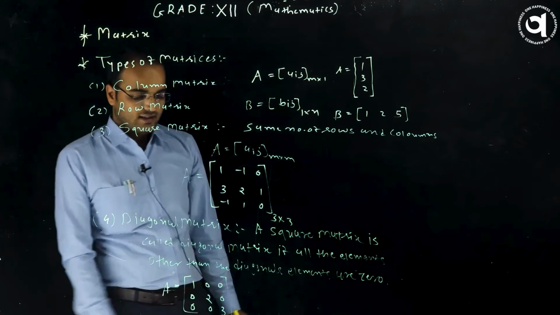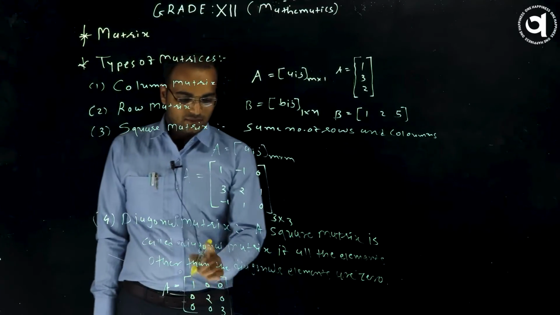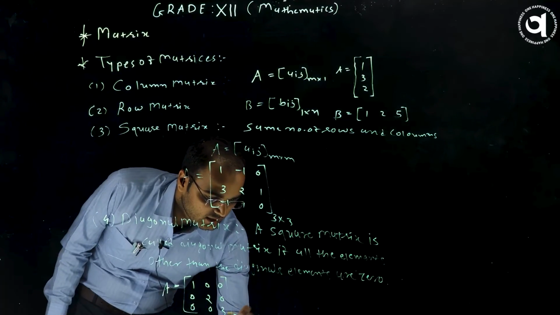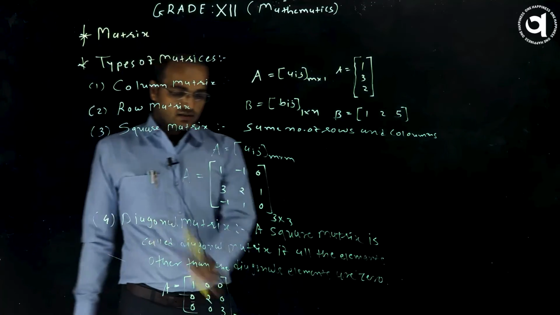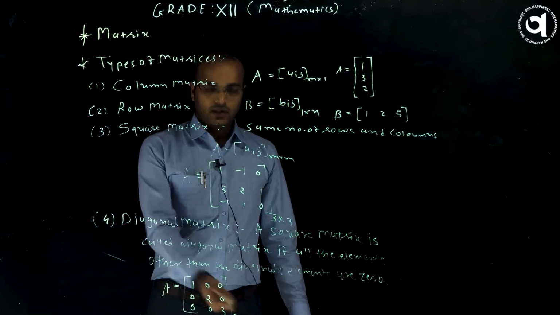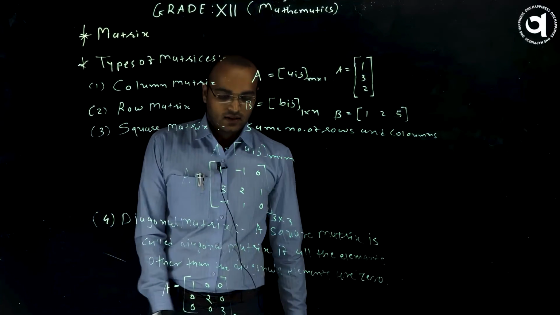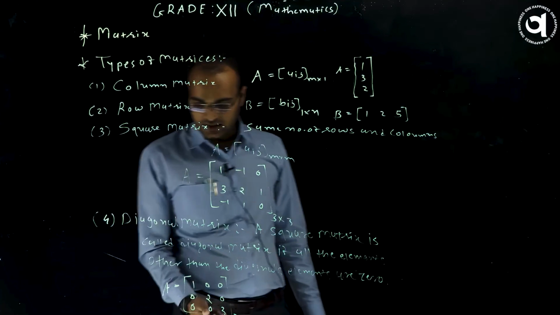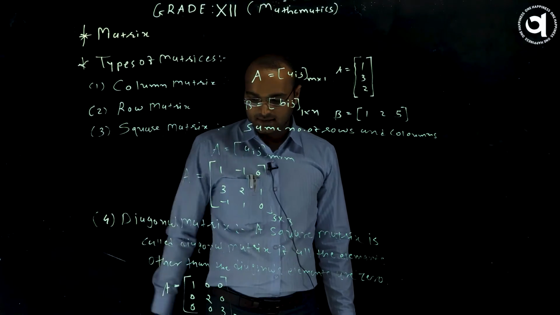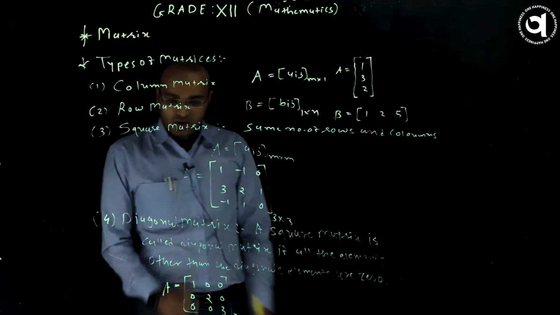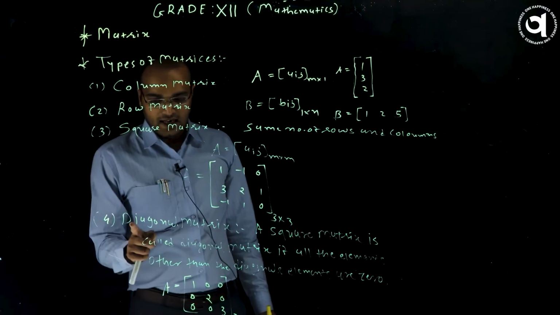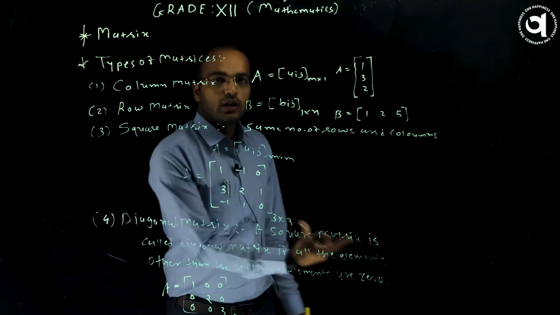So here this matrix is also a square matrix. Why? Because there are 3 rows and 3 columns, and this diagonal has only non-zero elements and all the other entries are 0, and that's why it is called a diagonal matrix. So keep in mind, a diagonal matrix is always a square matrix.